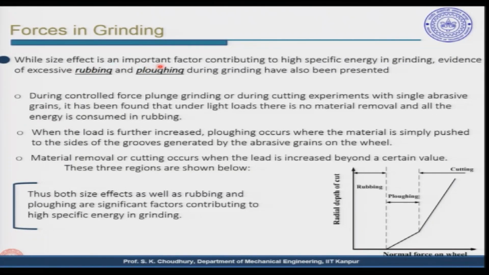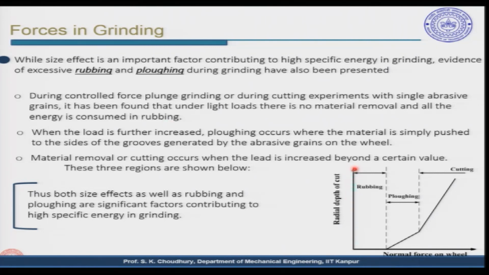While size effect is an important factor contributing to high specific energy in grinding, there is also excessive rubbing and plowing during grinding. They are also responsible, along with the size effect, for the very high specific energy. During controlled force plunge grinding, or during cutting experiments with single abrasive grains, it has been found that under light loads there is no material removal and all the energy is consumed in rubbing. Let us explain through this curve.